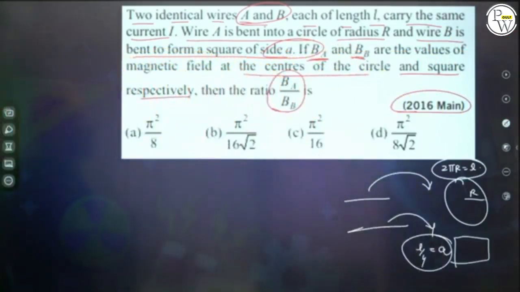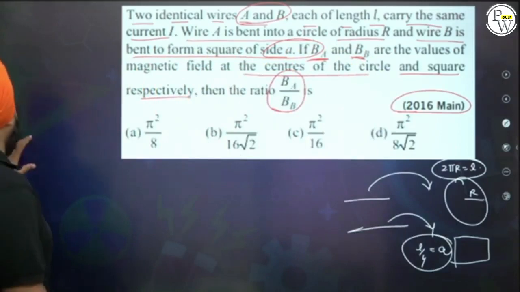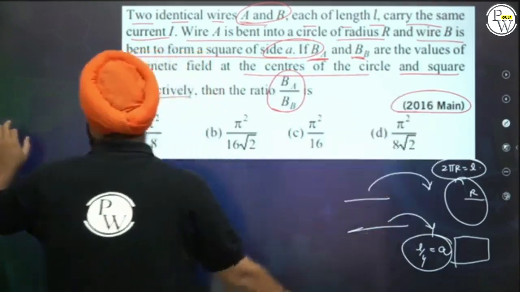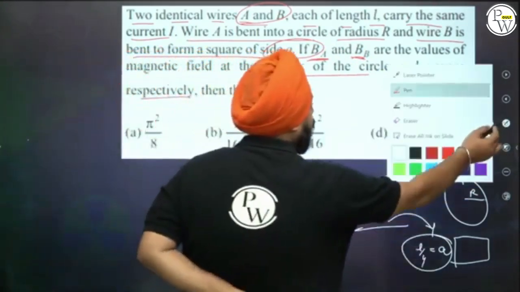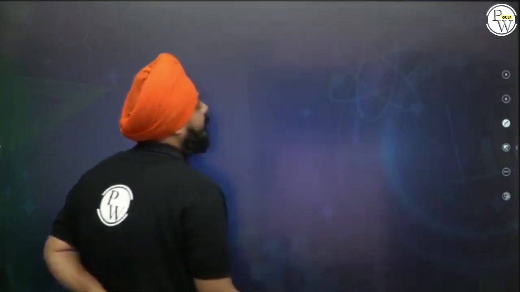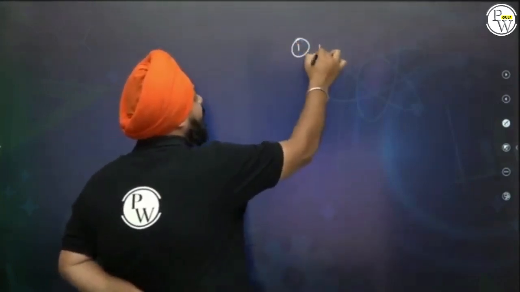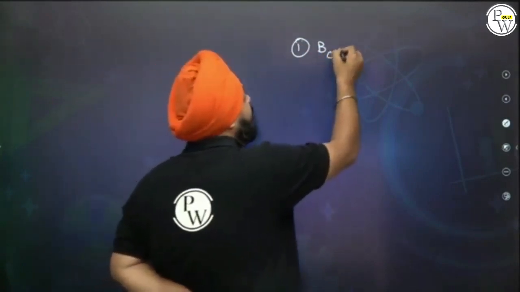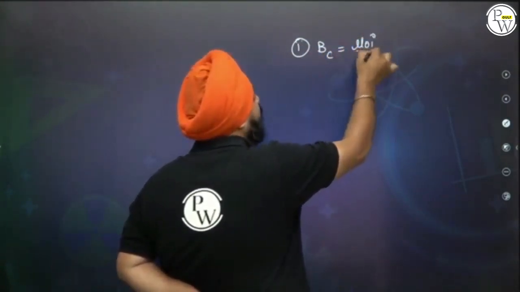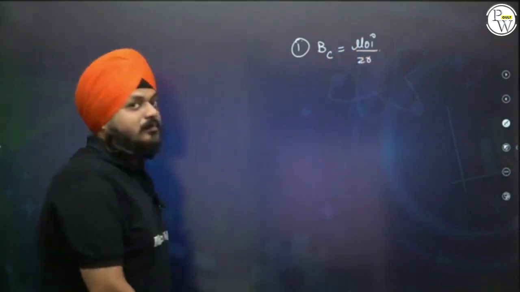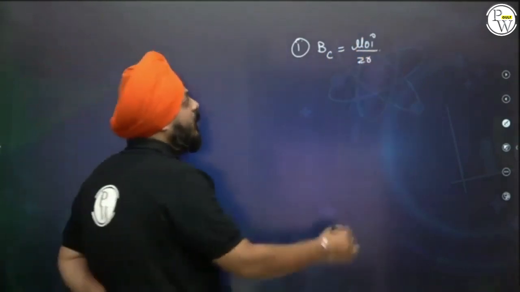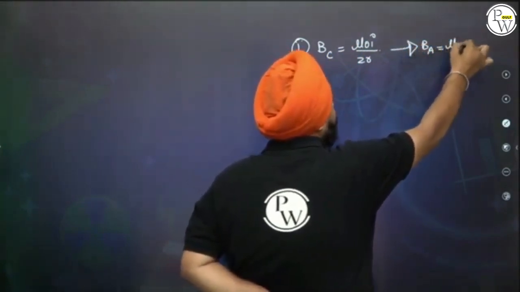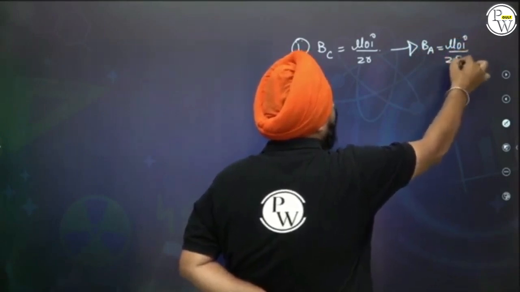One is bent into the form of the circle. The second is bent into the form of the square. Now, the magnetic field because of this circle, at the center, is defined as mu 0 I whole divided by 2 R. So for the first, the wire that has been transformed into a circle, it is mu 0 I whole divided by 2 of capital R.